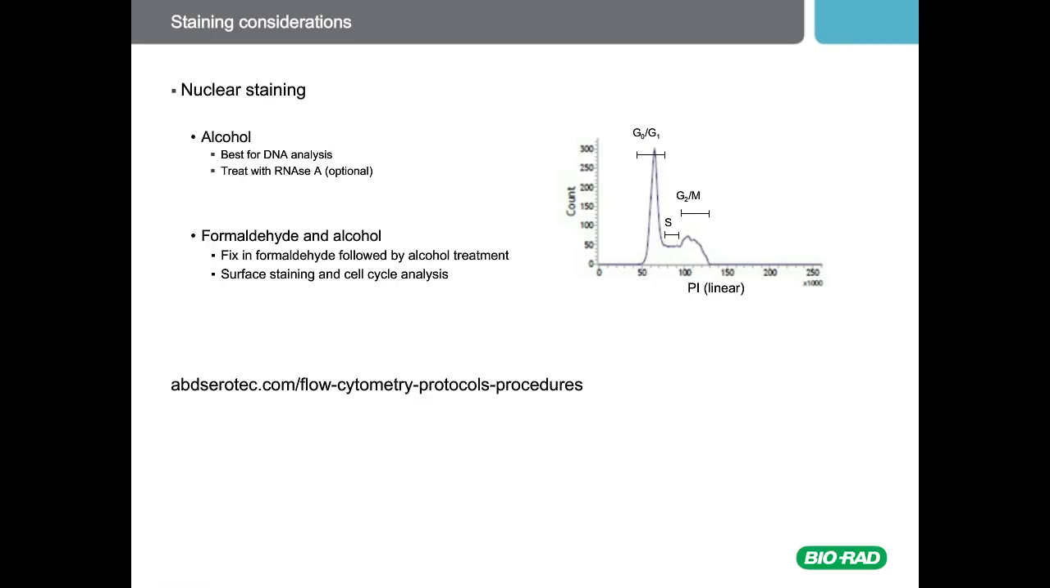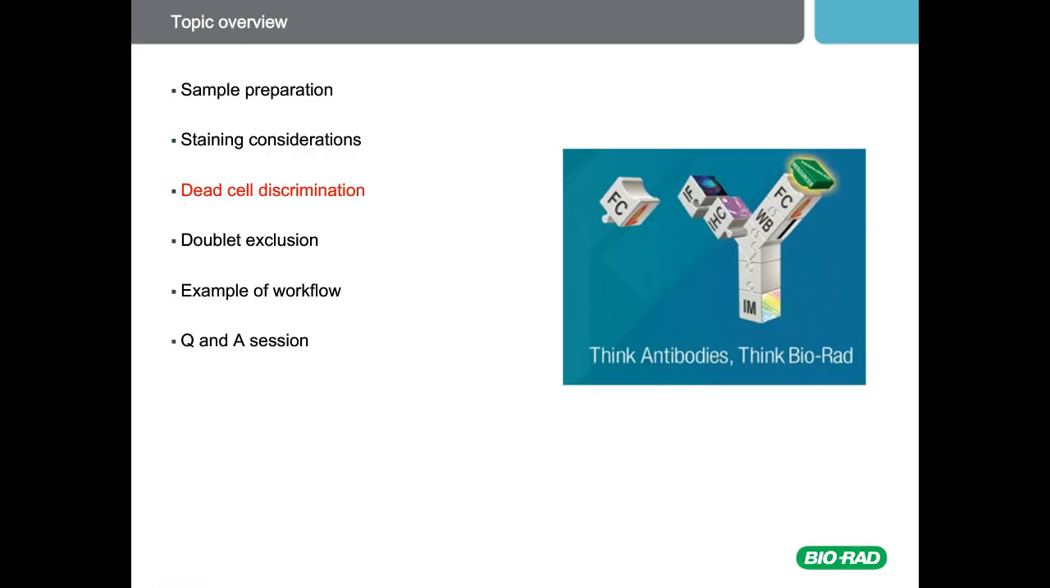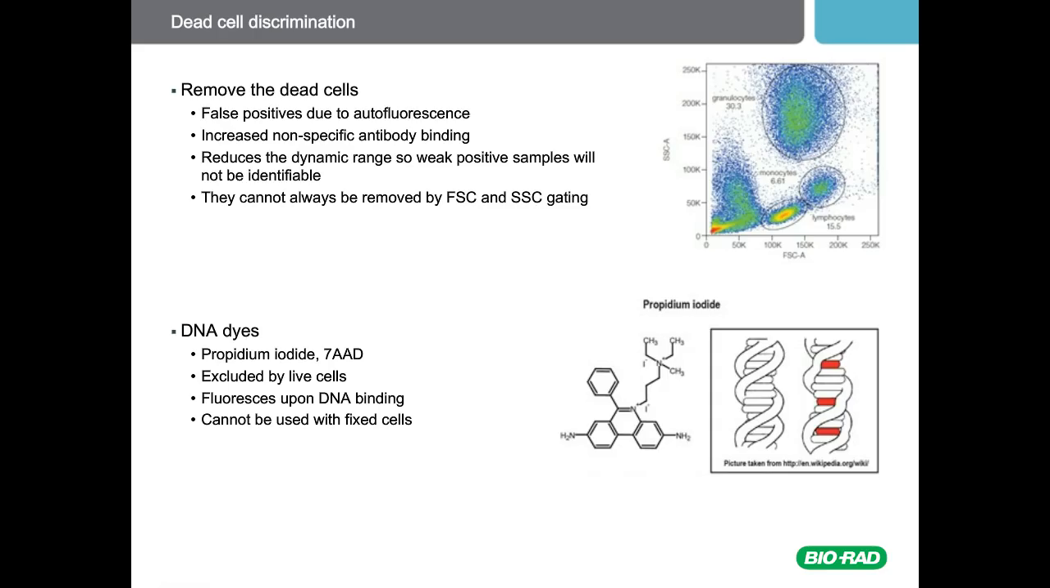Now I would like to move on from staining to other ways in which you can optimize your flow cytometry. First of these is dead cell discrimination. So why is dead cell removal important, and what are the best ways to do it?